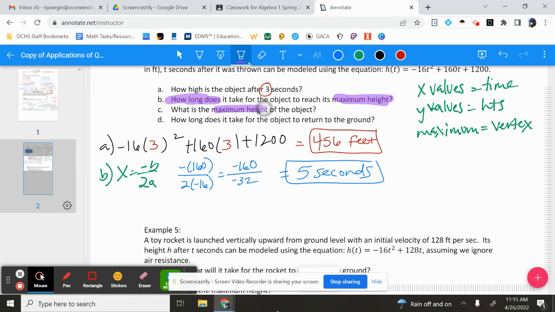What is the maximum height? That means I'm finding the y value of the vertex, which means I'm going to take 5 and plug it back into the problem. So negative 16 times 5 squared plus 160 times 5 plus 1200. Where I get that the maximum height is 1600.